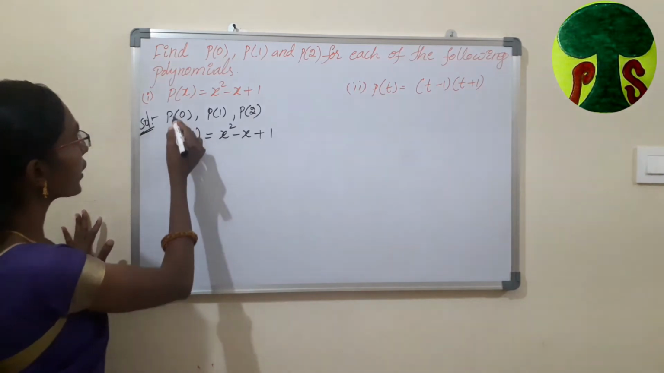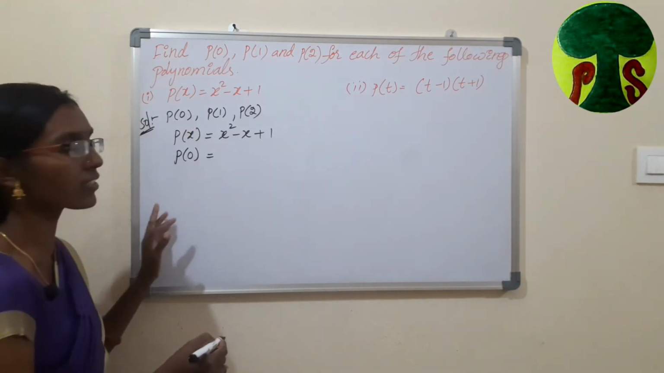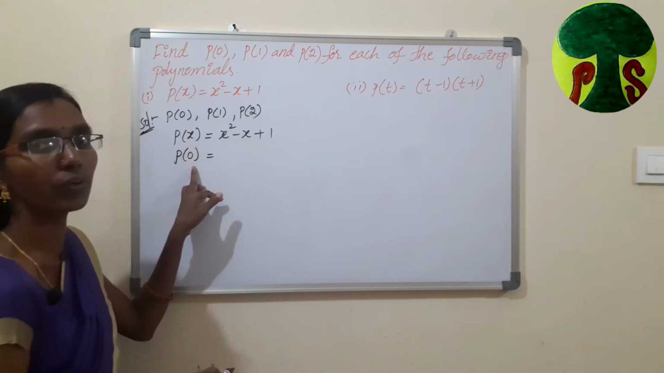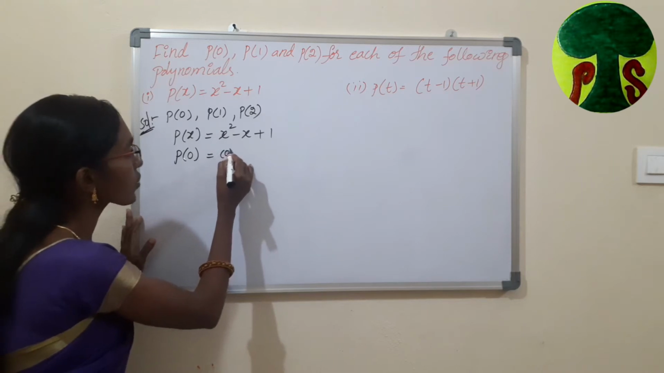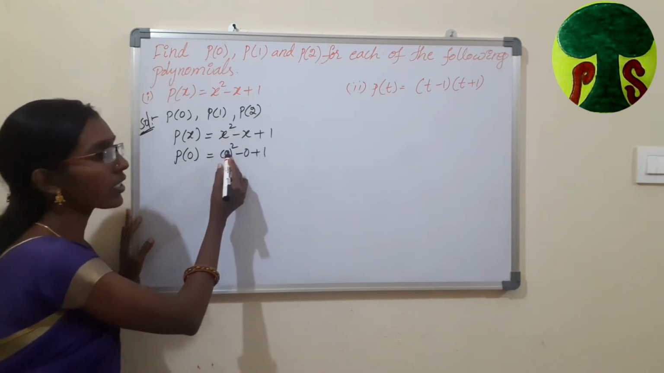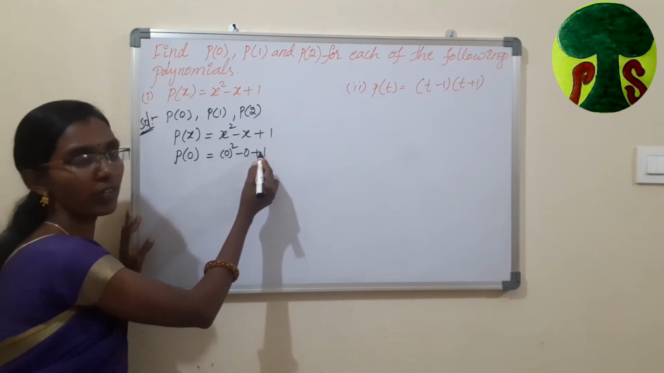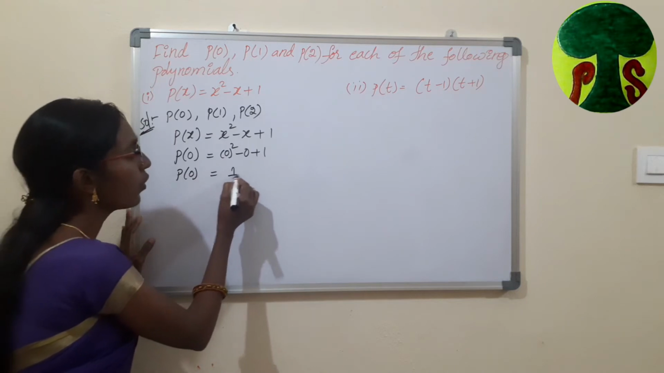Now we have to find the value of p of 0. P of 0 equals, which means the value of x is 0. We have to substitute 0 in the place of x. So 0 square minus x is 0 plus 1. 0 square is 0. 0 here plus 1, which means the value of p of 0 equals 1.